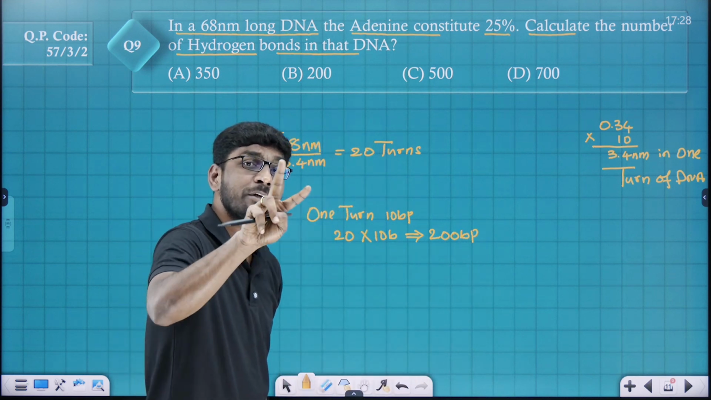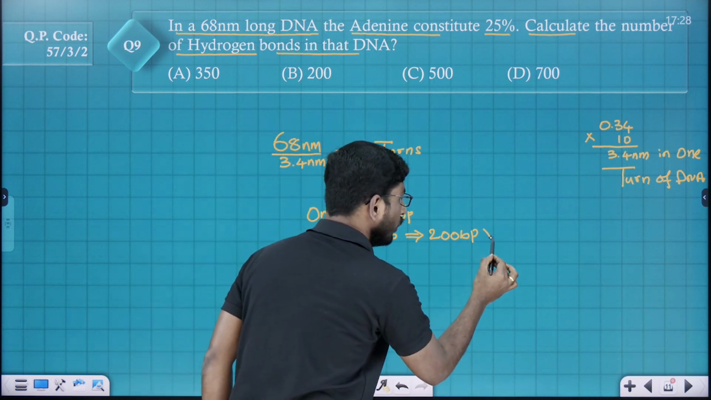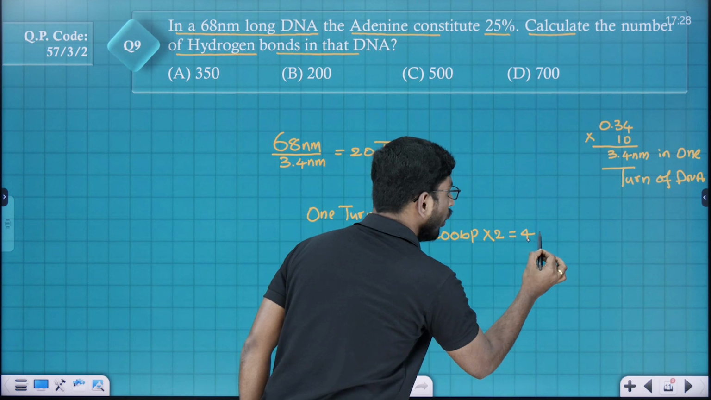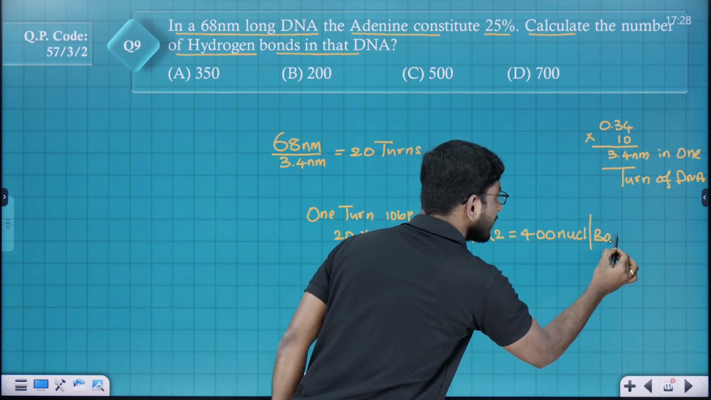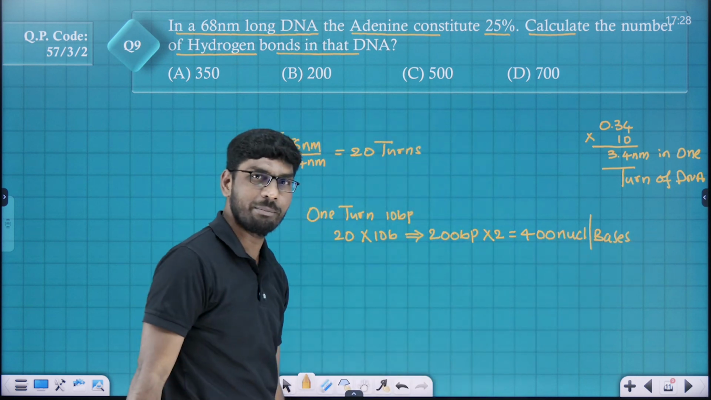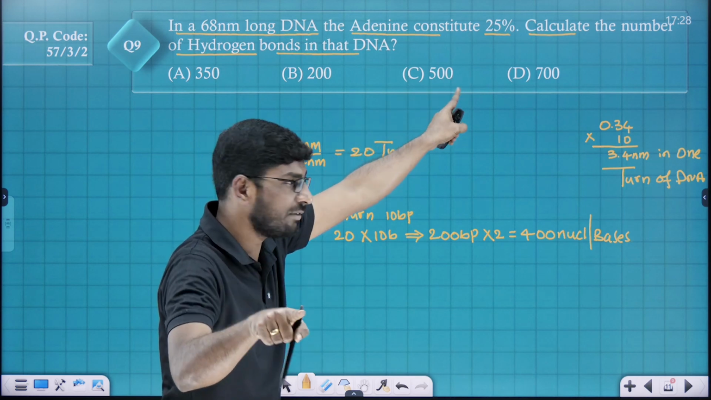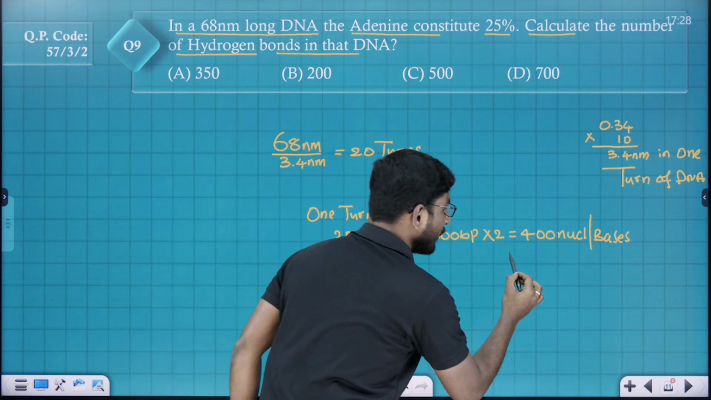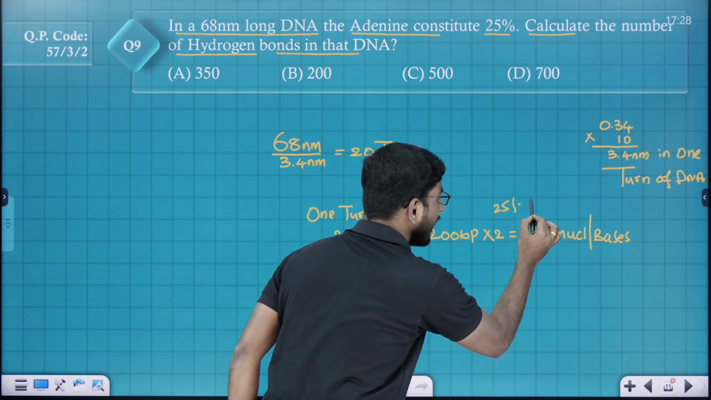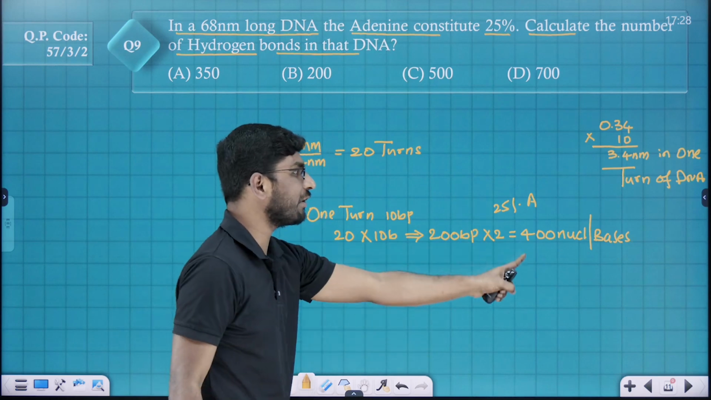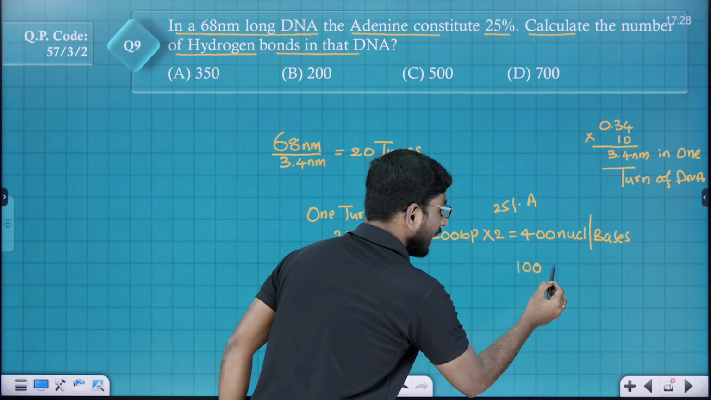It is a base pair, so two nucleotides are there. So the total number of nucleotides, I can write into 2, so 400 nucleotides or 400 bases. Am I clear? 400 bases. Now look at that: 25% adenine is given. So out of 400, 25% is adenine. What is 25% of 400? 100. So 100 adenine.